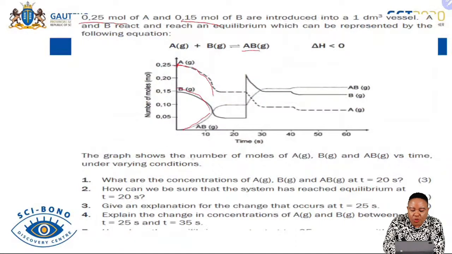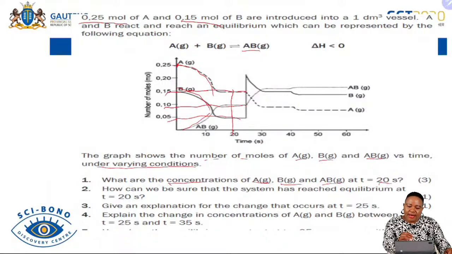So they say the graph shows the number of moles of A, B, and AB versus time under the various conditions. And then what are the concentrations of A, B, and AB at time T20? So T20 is here. So we can just read the concentration because our graph is drawn to scale for each and every reactant and product. So you just look at what is represented. This one represents A. So our A is 0.15 moles.